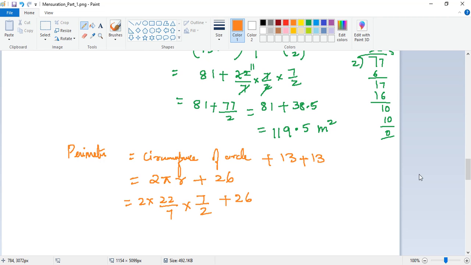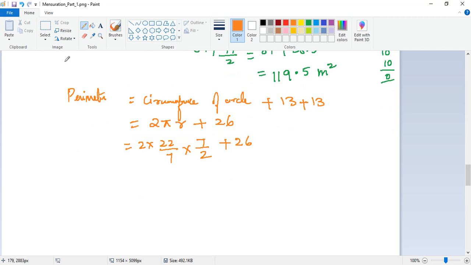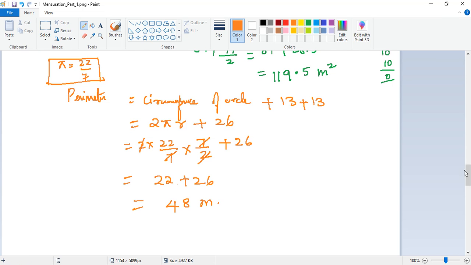For pi you can always take the value 22 by 7 or 3.14. Right now we'll take this. Now you see 7 gets cancelled, 2 gets cancelled. So you have 22 plus 26, which is 48 meters. Okay, so that is your perimeter.